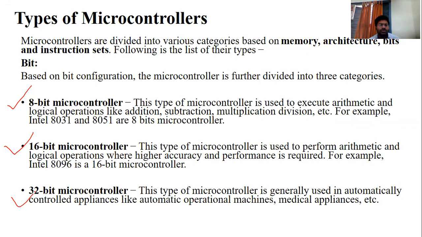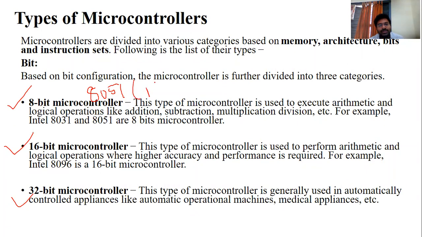Now we can look at this. Our 8051 microcontroller is an 8-bit microcontroller. Whatever we discuss, according to our syllabus, our 8051 microcontroller is an 8-bit microcontroller. You know what the bit size of the 8086 microprocessor is? It is a 16-bit microprocessor. At a time, you transfer 16 bits of data. But in the 8051 microcontroller, we are able to transfer only 8 bits.